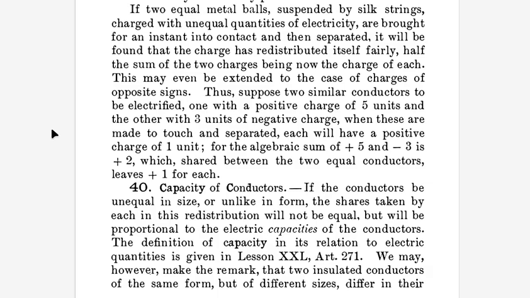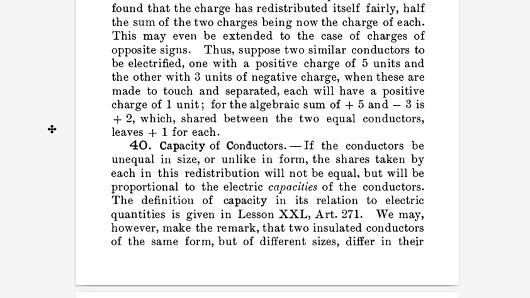Thus, suppose 2 similar conductors to be electrified, one with a positive charge of 5 units and the other with 3 units of negative charge. When these are made to touch and separated, each will have a positive charge of 1 unit, for the algebraic sum of +5 and -3 is +2, which, shared between the 2 equal conductors, leaves +1 for each.